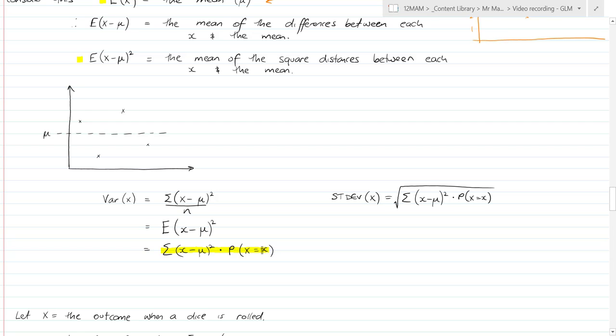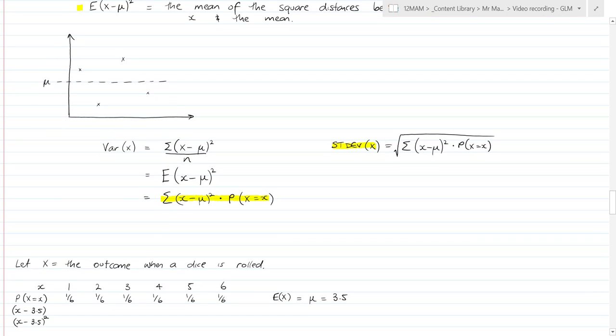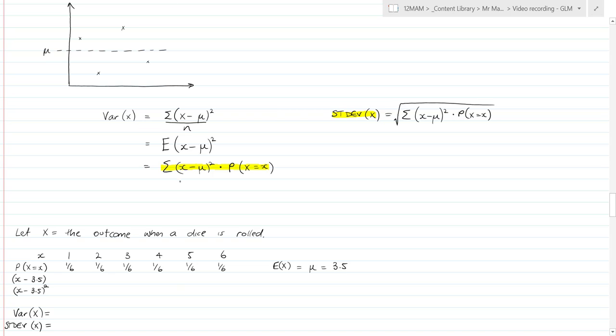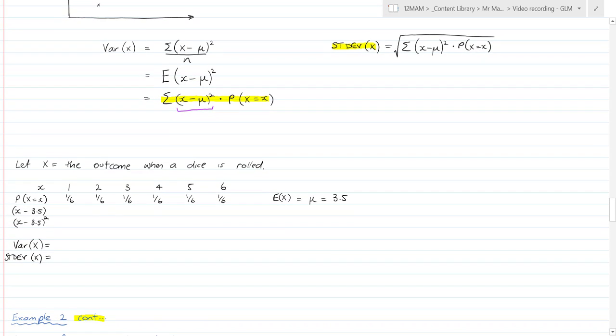And we don't have to worry too much about standard deviation if we know how to do variance, because if we're asked for standard deviation, you should always think instantly: square root of variance. Determine the variance, take the square root. So just like before, with the only difference being that instead of having x times p of x equals x, we're going to have x minus mu squared times p of x equals x. Let's do our calculation. We already know that mu is 3.5.